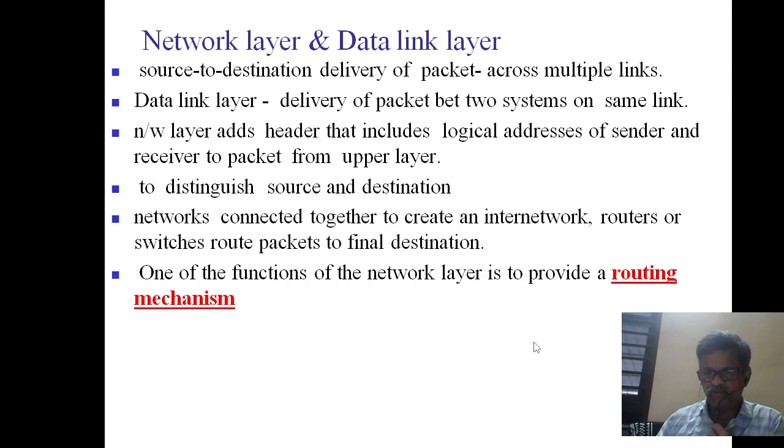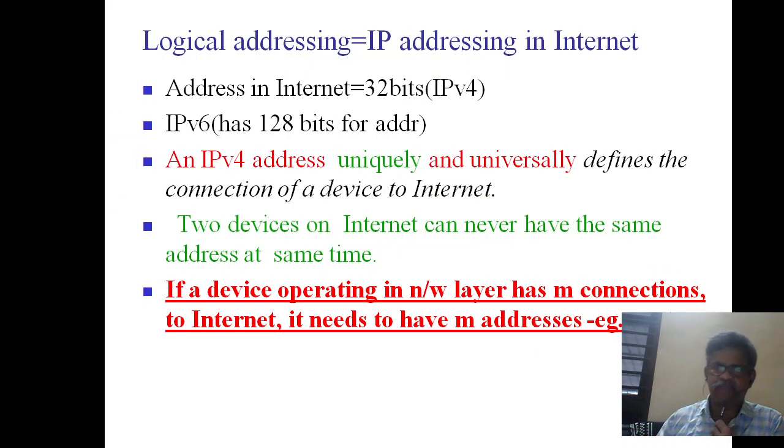In the third module we discuss the addressing part. It is called logical addressing, also called IP addressing. It has two versions: the 32-bit version called IPv4 and the 128-bit version called IPv6. At the same time, two devices can never have the same IP address.